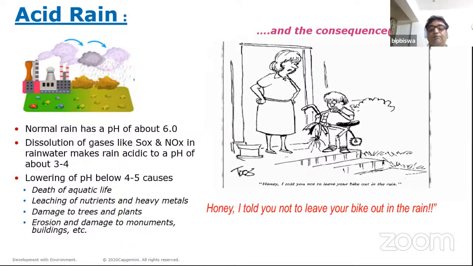So that means it is impacting air, soil, as well as water, and that leads to death of aquatic life in water bodies or damage to the trees and plants, which I mentioned earlier, in addition to the erosion and damages to the monuments, buildings, etc.